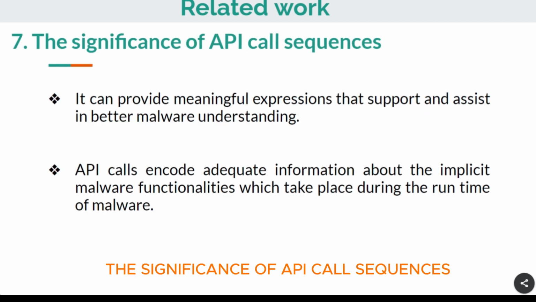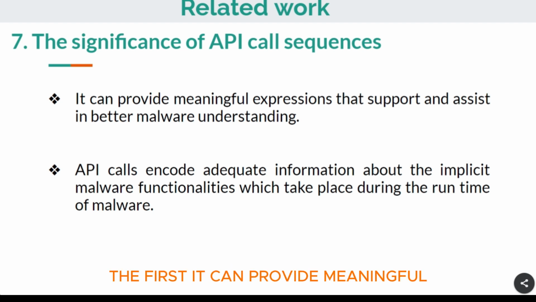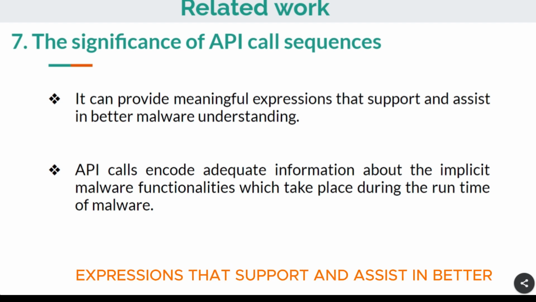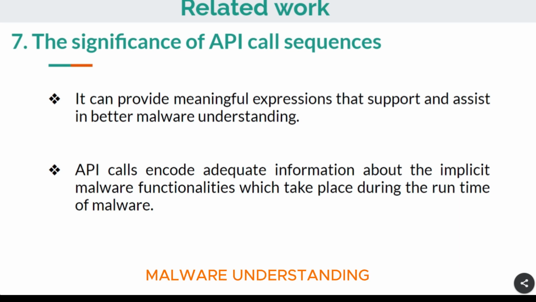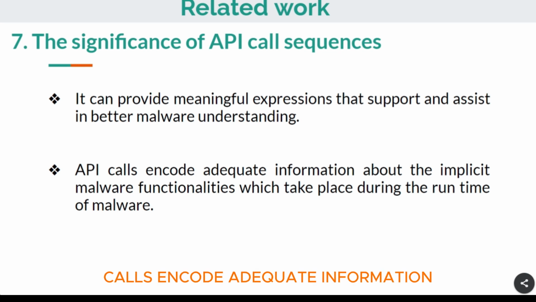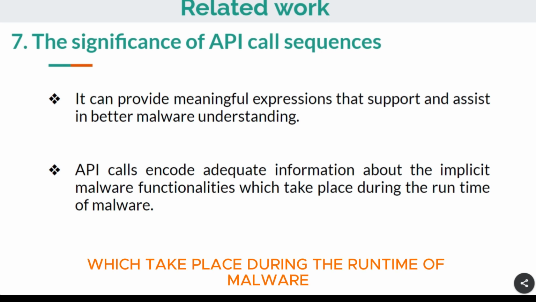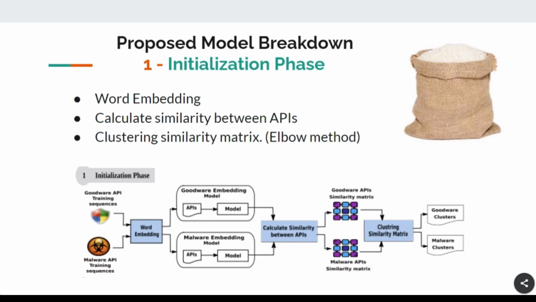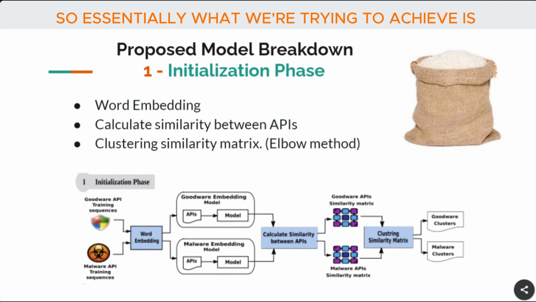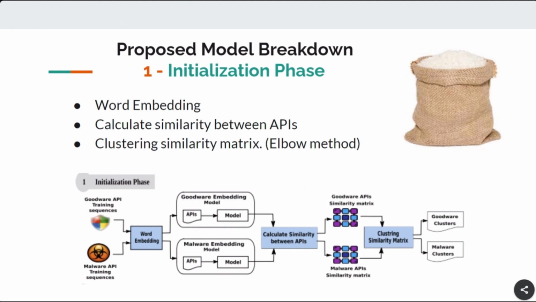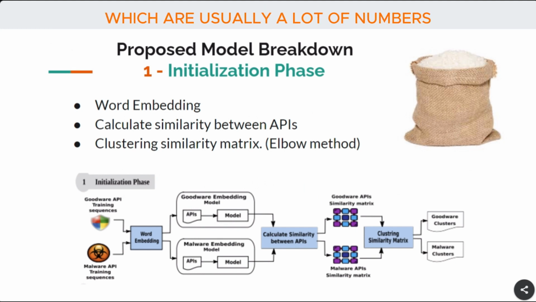The significance of API call sequences is as follows. The first is that it can provide meaningful expressions that support and assist in better malware understanding. And the second is that API calls encode adequate information about the implicit malware functionalities which take place during the runtime of malware.